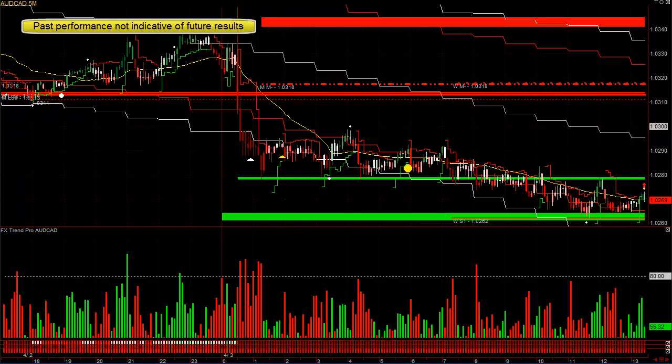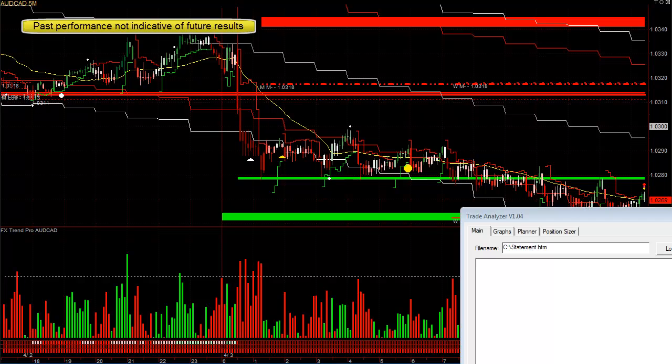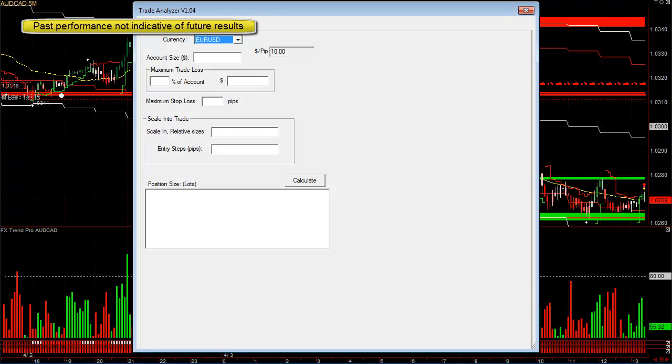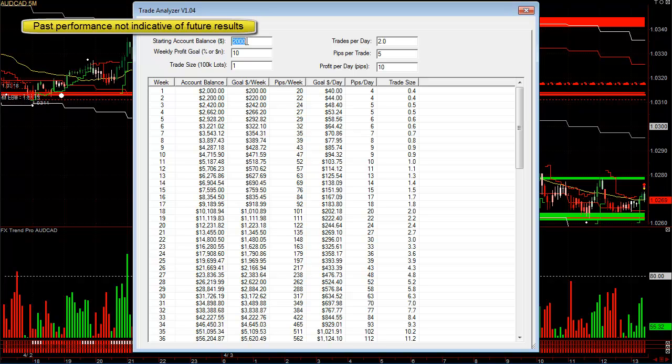And it only takes 10 pips a day to double your account every 2 months. Let's just bring up our Trade Analyzer Planner to showcase that. This has a position sizer to let you review your trades if you use MetaTrader. And let's just say you have a $2,000 account. If you have 10 pips per day net, that's 50 pips a week, 200 pips a month, your account pretty much doubles every 2 months, 8 weeks.